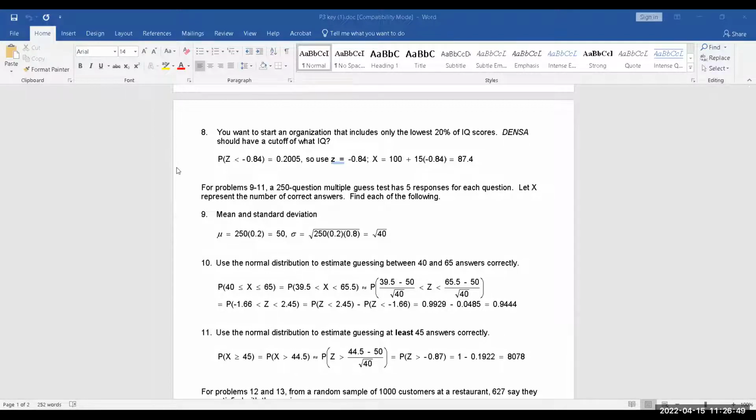So going back to the problem now, looking here. Let me highlight it there. Whoa, didn't work.